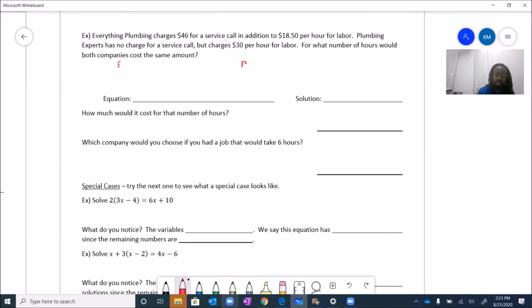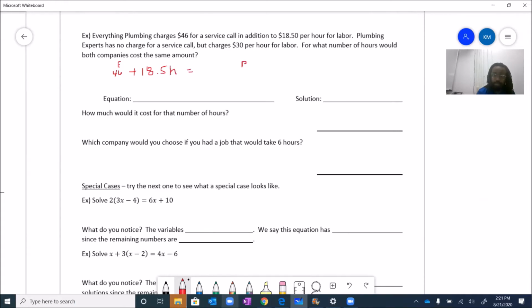So when we're thinking about how much Everything Plumbing costs, we say, okay, well, it costs us $46 for a service call. So if I call them at all, it's gonna be $46. And then after that, it costs me $18.50 per hour, H per hour.